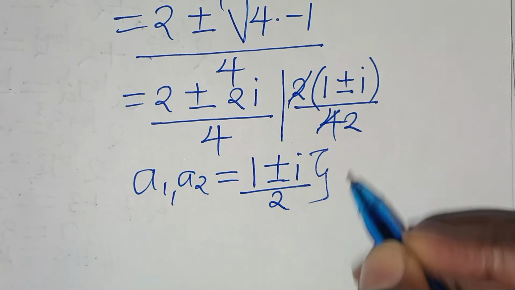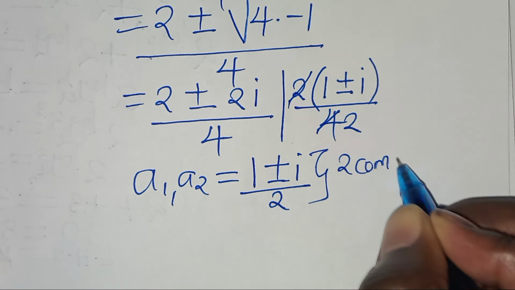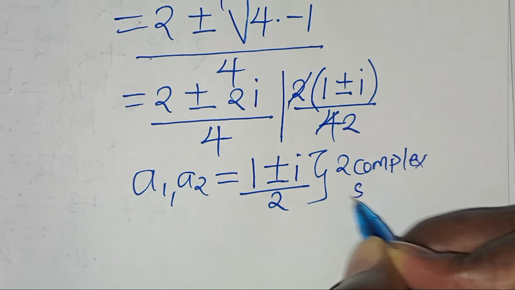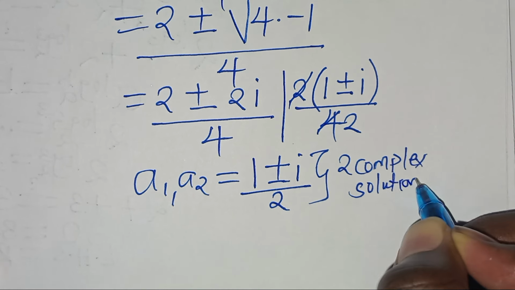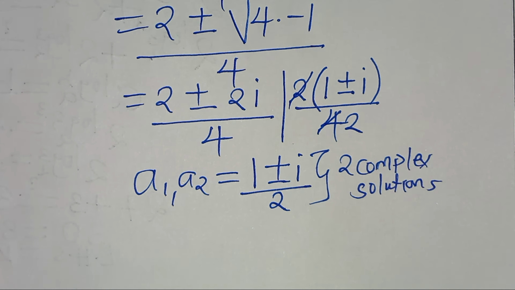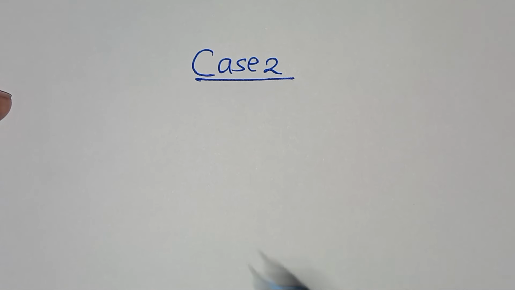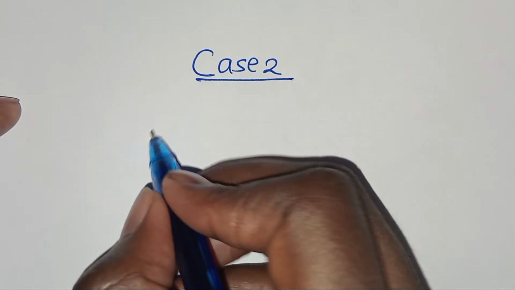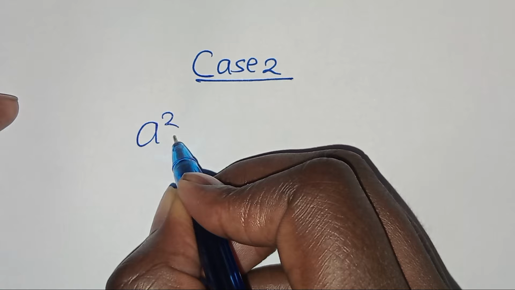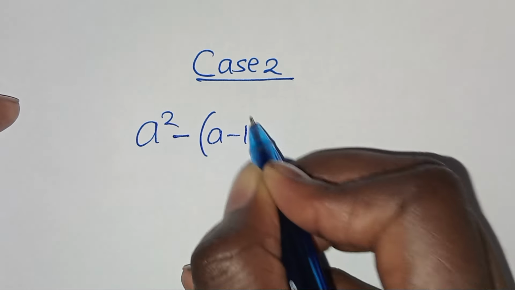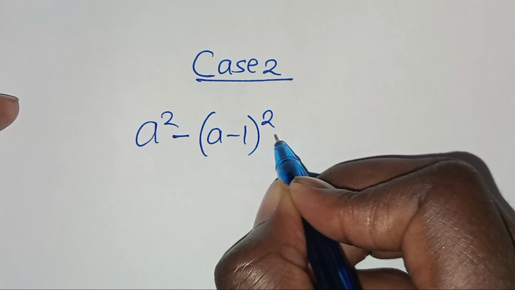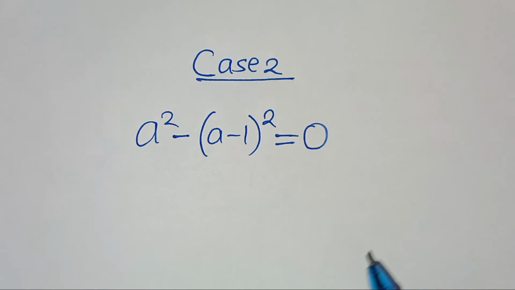So we have that these are two complex solutions under case 1. So let's proceed to case 2. Now in case 2 here, we have that a squared minus (a minus 1) to the power of 2 is equal to 0.